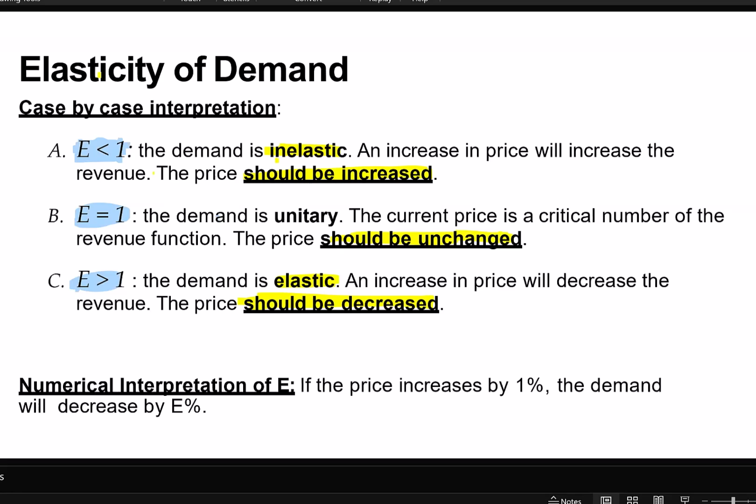Numerical interpretation of E. If the price increases by 1%, the demand will decrease by E%. If I increase by 1% and I decrease by 0.5%, that was a good increase because my price increase is going to give me more revenue than I had before. But if I increase my price by 1% and my demand drops by 2%, now my revenue is going down. So my E is going to be greater than 1. The perfect price is when E is equal to 1.